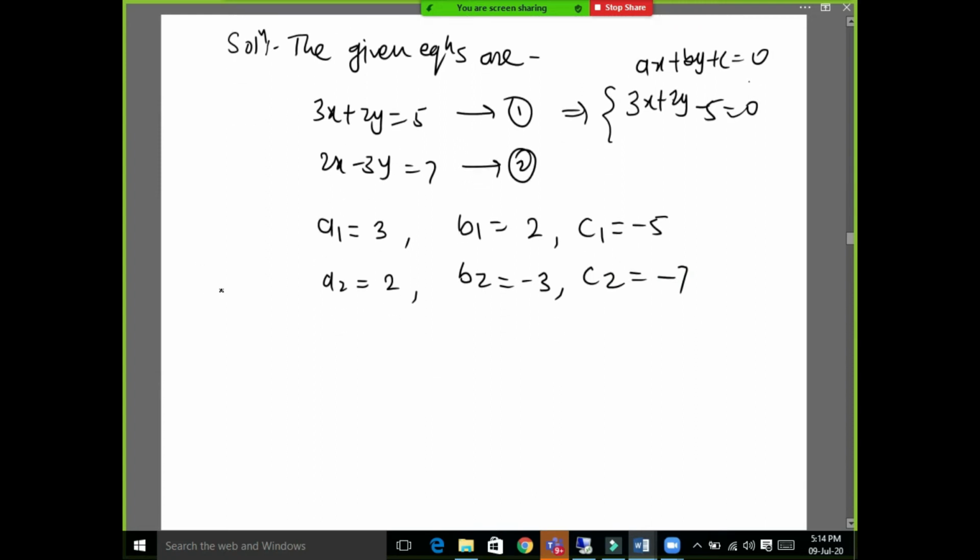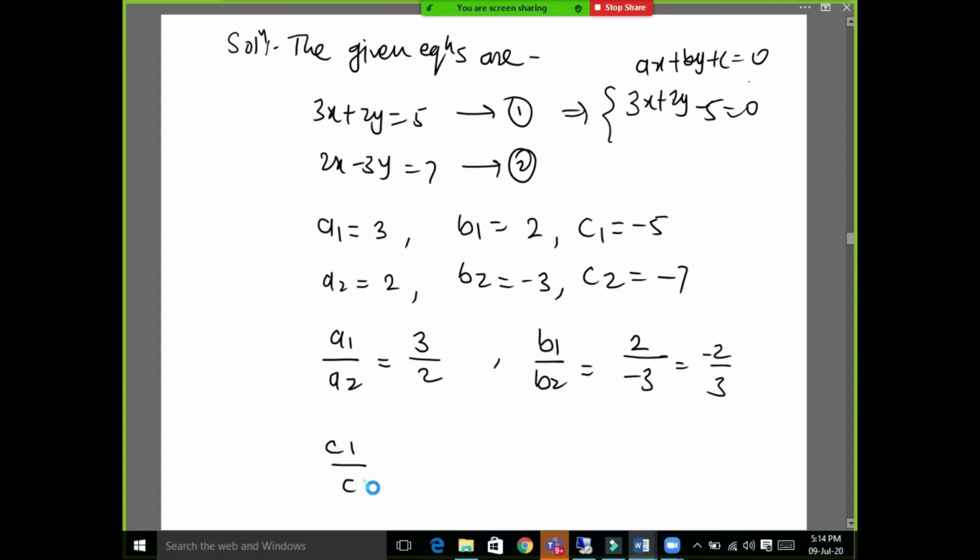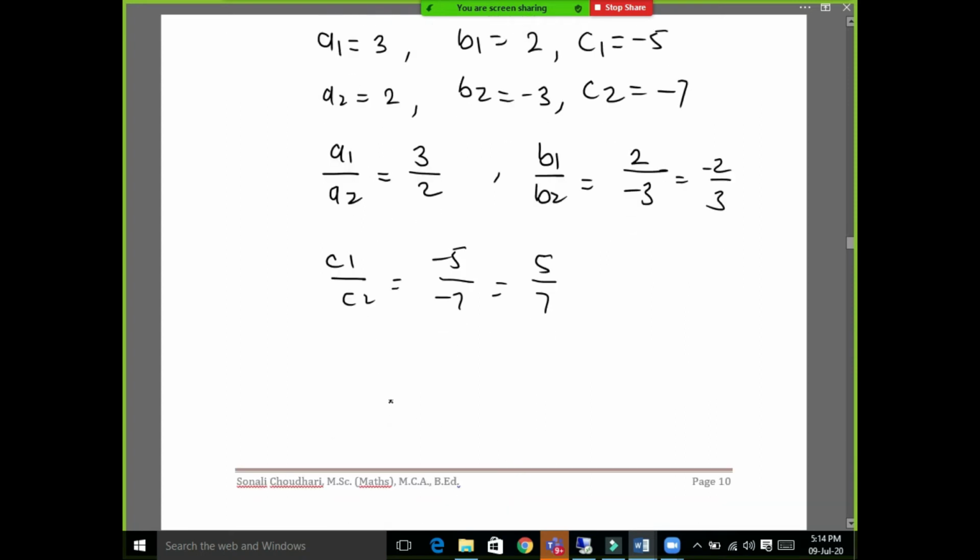Now we have to compare the ratios. So a1 upon a2 is equal to 3 by 2. b1 upon b2 is equal to 2 upon minus 3, that is minus 2 by 3, and c1 upon c2 is equal to minus 5 by minus 7, that is 5 by 7. So if we compare all these ratios, all the values are different from each other.